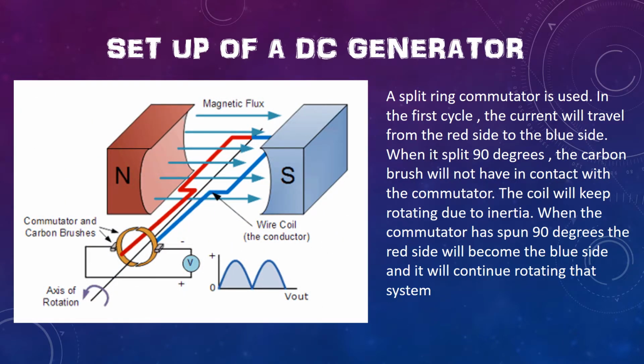This is a setup of a DC generator. In a DC generator, a split ring commutator is used. Current travels from positive to negative, and in this setup, the current is traveling from the red side to the blue side and back to the voltmeter.